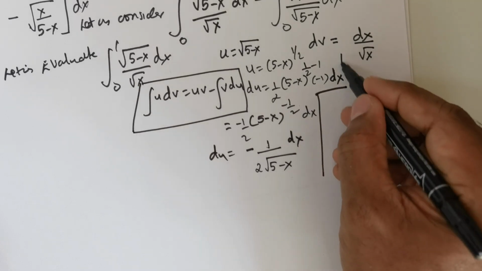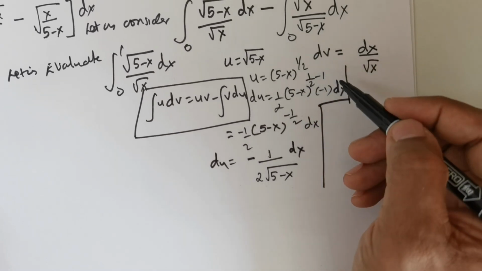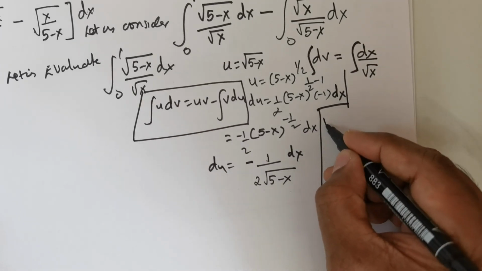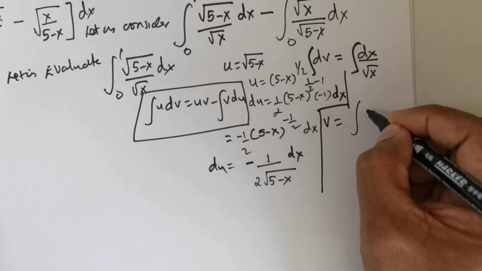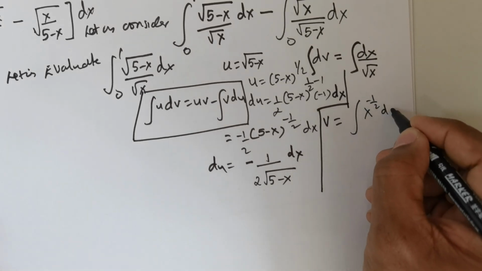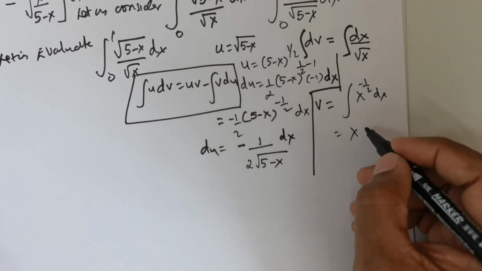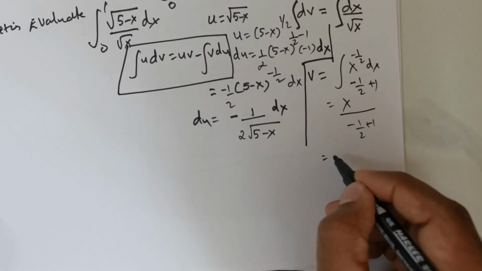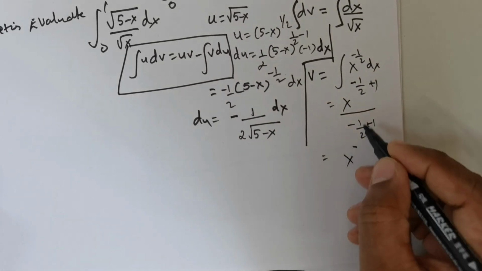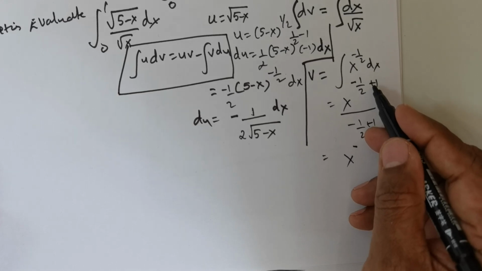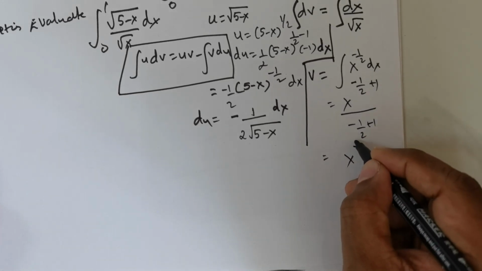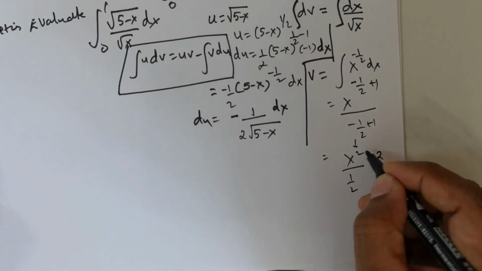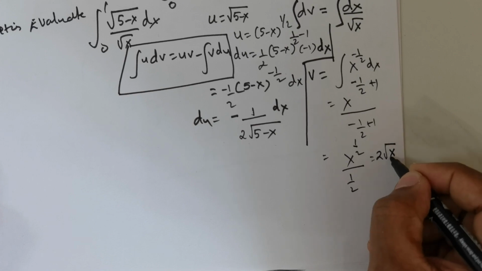Fair enough. Now let me obtain v. For that you integrate both sides. So when you integrate, on the left you get v. Now this is nothing but integral x raised to the power of negative 1 over 2 dx. If you were to integrate this, you get x raised to the power of negative 1 over 2 plus 1, divided by negative 1 over 2 plus 1. That is going to give you positive 1 over 2 divided by positive 1 over 2. You can flip 2, you get 2 times x raised to the power of 1 over 2, which is nothing but root of x. Fair enough.